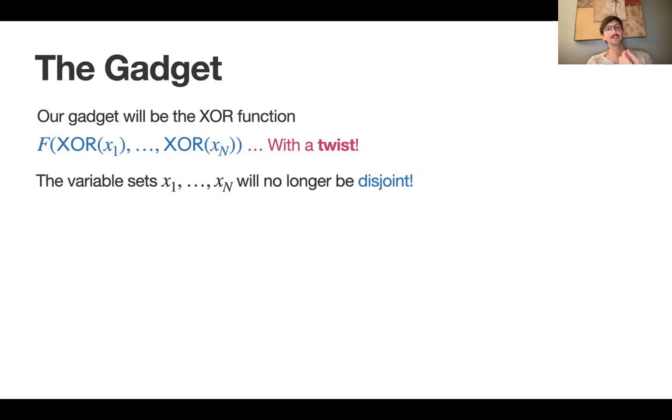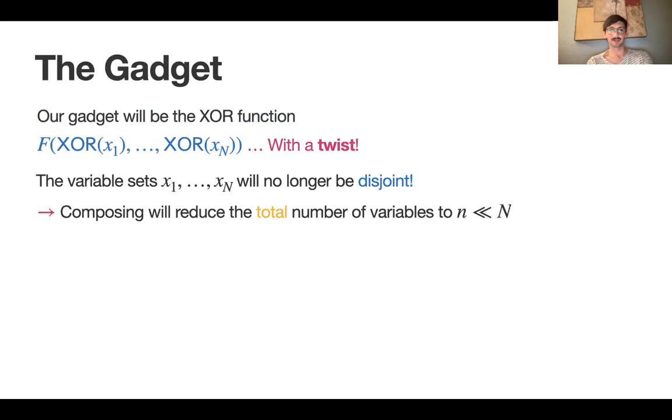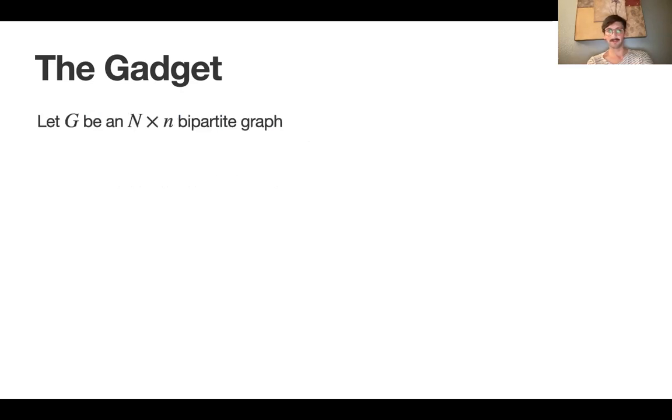And the fact that they're no longer disjoint will allow us to compress the total number of variables. So composing will reduce the total number of variables to little n, which is going to be much smaller than capital N. So to define our XOR gadget, or the way we allow these XOR gadgets to share variables, we're going to use a simple bipartite dependency graph to represent this.